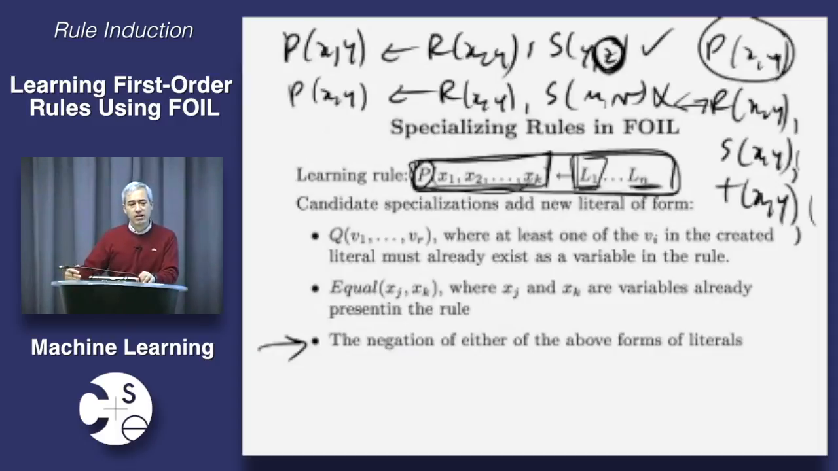I want to allow adding any antecedent with any arguments, provided that at least one argument already appears in the rule. It doesn't have to be in the head, but it's in the rule. If that argument already appears in the rule, that means there's a connection between what I'm now saying and what I was saying before, right? I can bring in a new page because it has a link to a page that was related to what I want to classify.